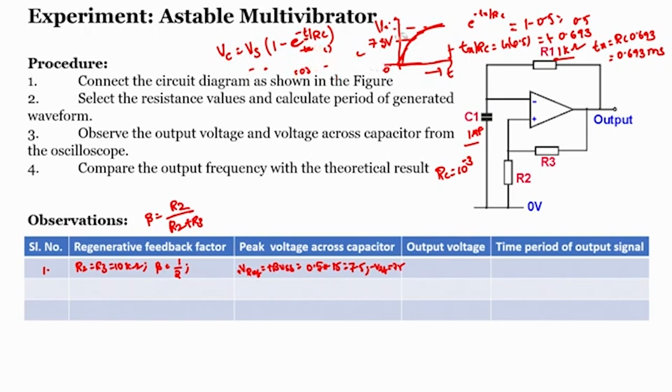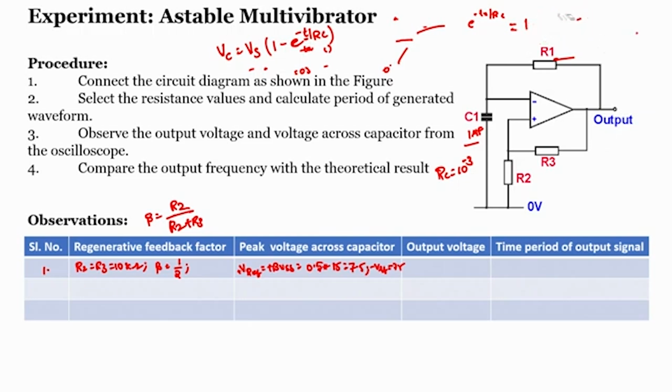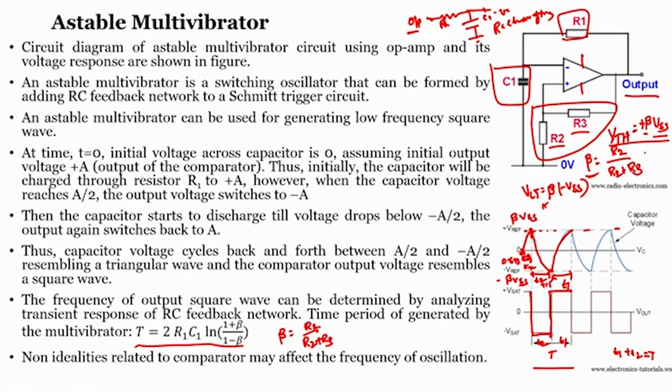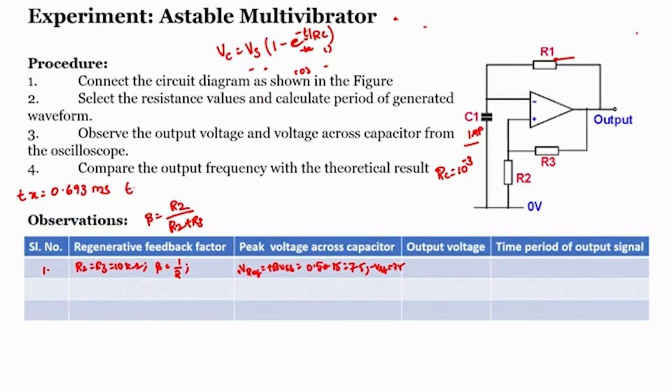Since we have calculated this, let me erase everything except this value. I hope these values are clear. So, Tx we got as 0.693 millisecond. Now, we are calculating T1, because this is T1. What is the value of T1?